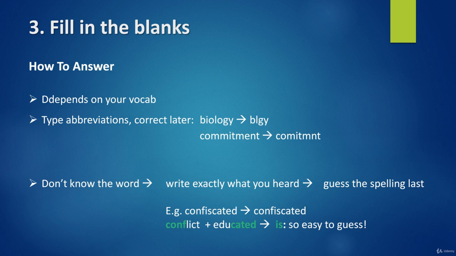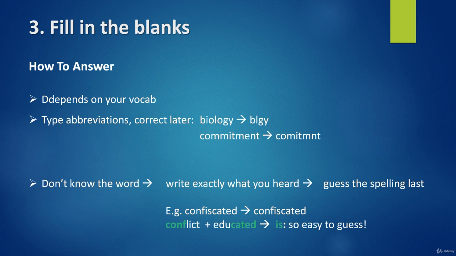abbreviations and correct them later. I advise you to type rather than using pen and notepad. Later at the end of the recording, complete those abbreviations. For example, if it's biology, it's enough to only write down 4 letters and then fix the spelling at the end, just so you can catch the speaker and fill out all the blanks.